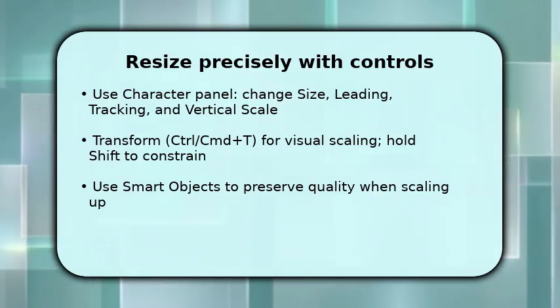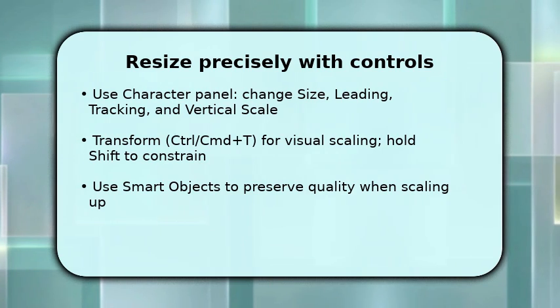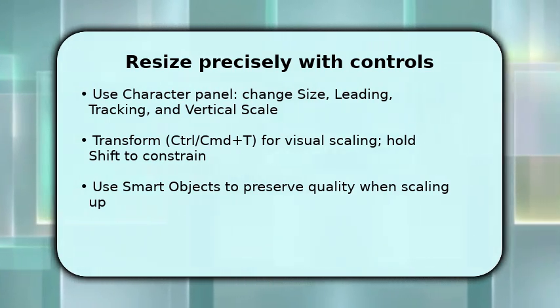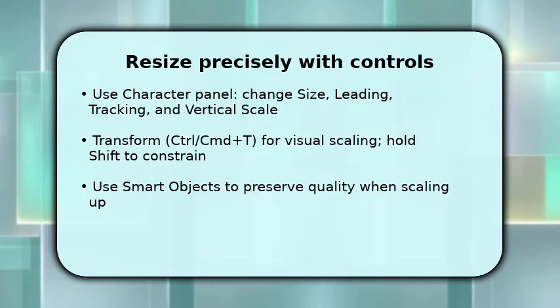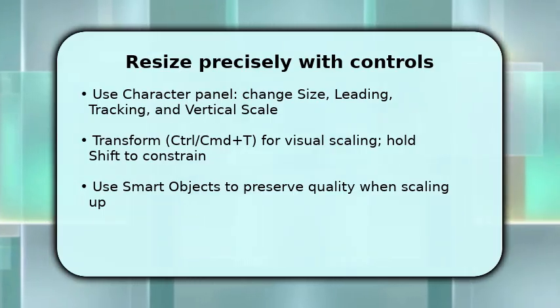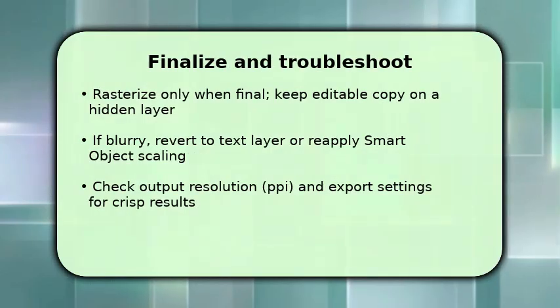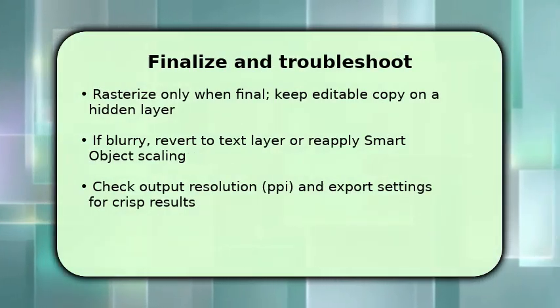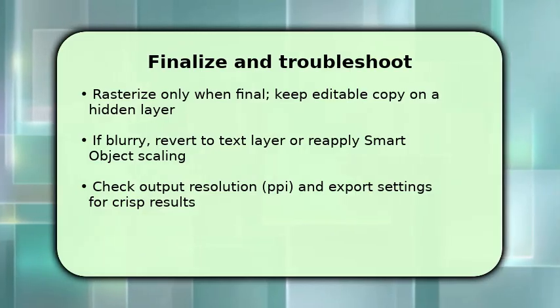Convert text to a smart object before large upscales, so Photoshop preserves vector data and prevents jagged edges. Then finish by confirming readability and export settings. Keep an editable text layer or a duplicate smart object, and rasterize only when the design is final, because rasterizing prevents later clean scaling.